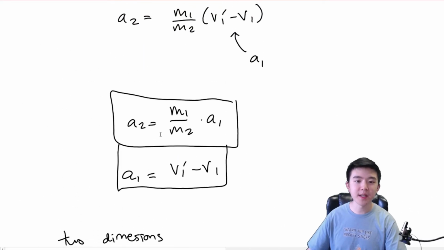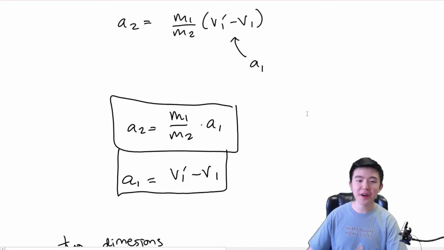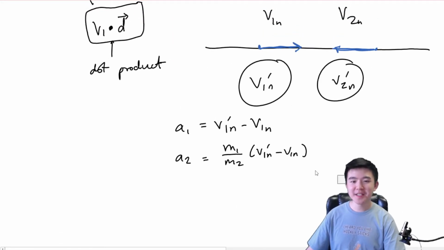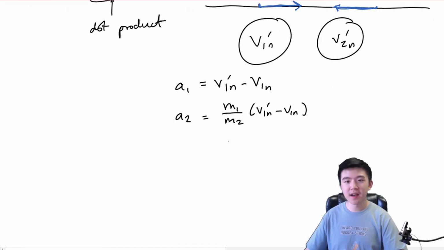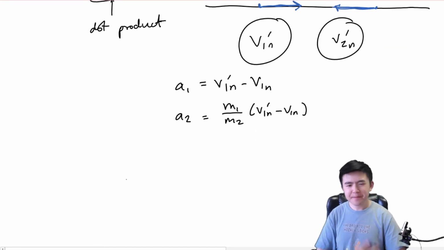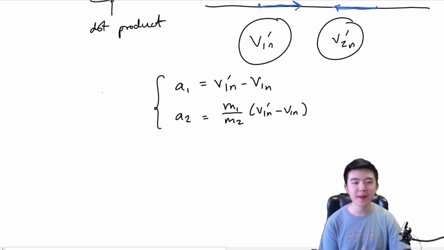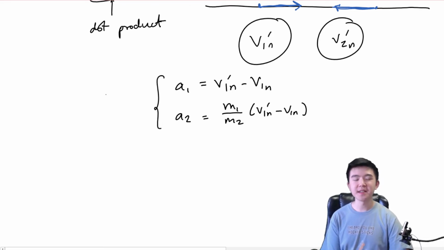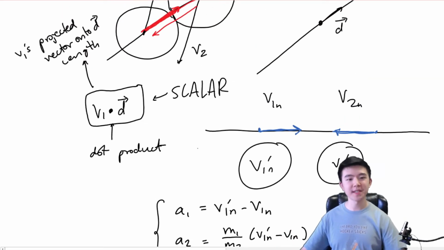Recall, as we did in the earlier computation over here. So yeah, we have the acceleration of the two balls as a result of the collision, only in the normal axis again. So we can do v1 plus a1, and then v2 plus a2. Actually, before we do that, we actually have to multiply these by d, because again, these are scalars, because in the one-dimensional case, we were also working with scalars.